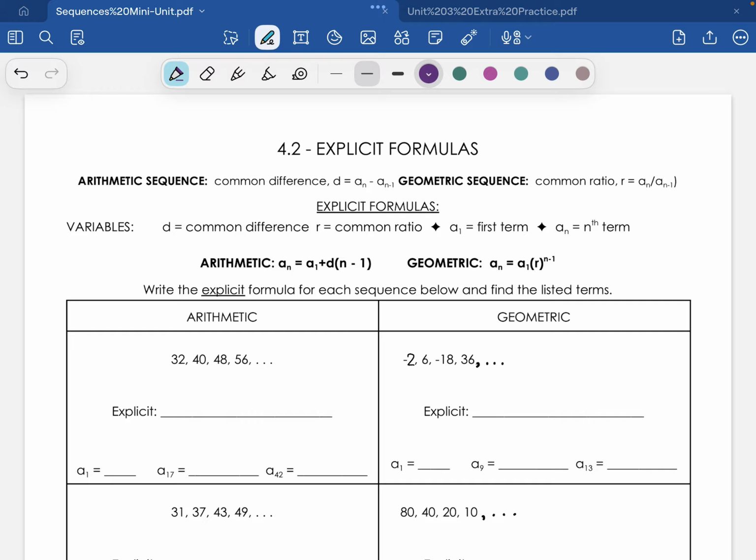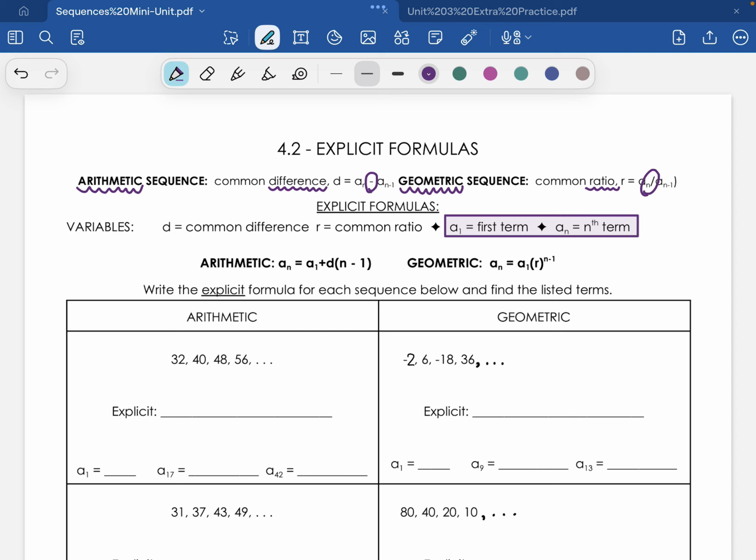A couple of variables you need to know for today. A1 stands for the first term. An stands for the nth term. So like A5 would be the fifth term. A10 would be the 10th term. A2 would be the second term, and so on and so on and so on. The formula for arithmetic is right here for you.